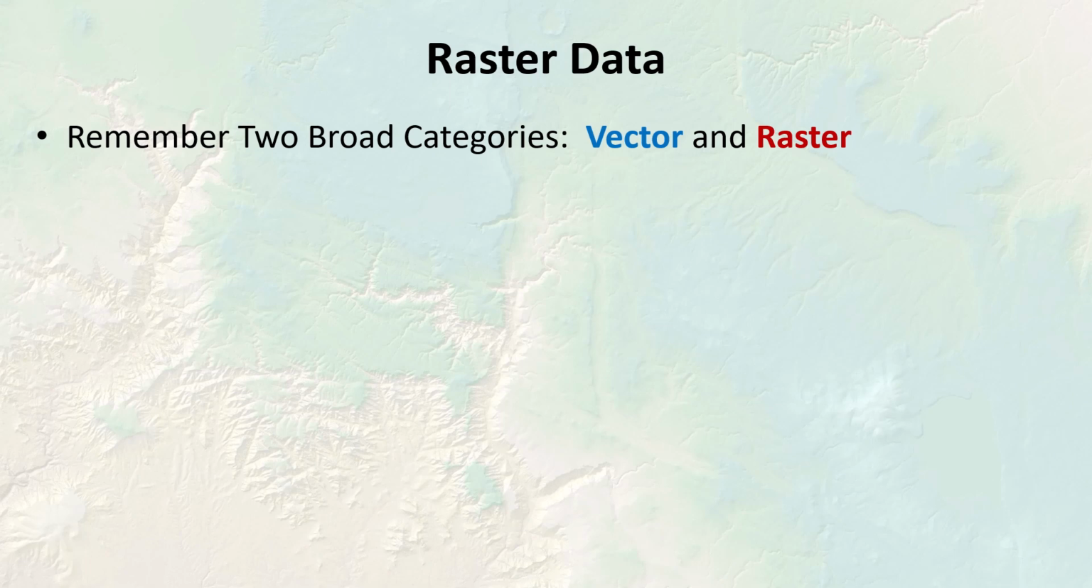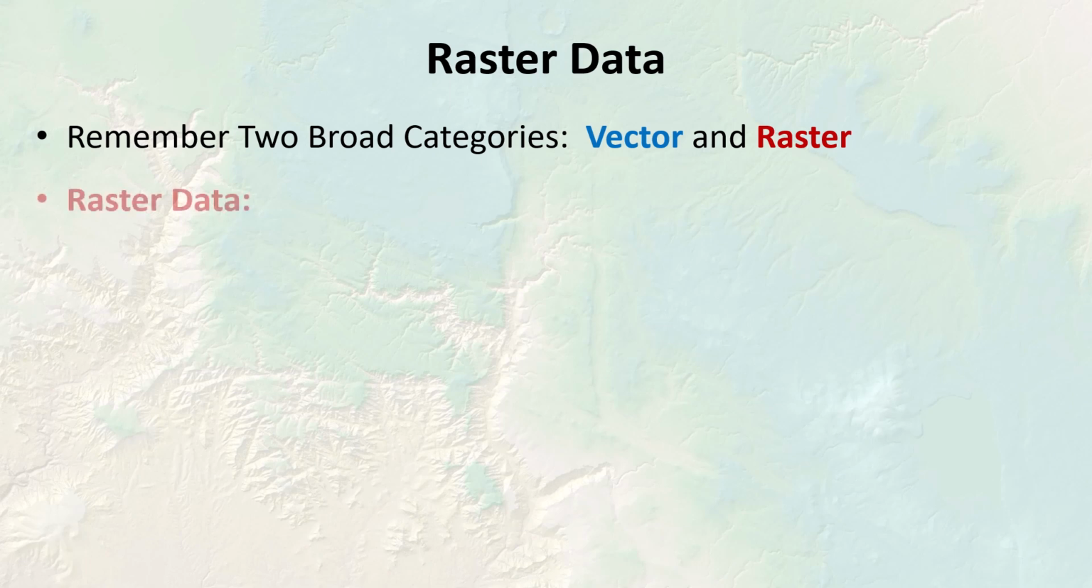We're going to continue our discussion of GIS data types. So far we've discussed workspaces and we've discussed vector data, and so now we're going to pick up with raster data. Recall there's two broad categories of spatial data, and 90% of the time you're going to be dealing with either vector or raster. So now let's discuss raster.